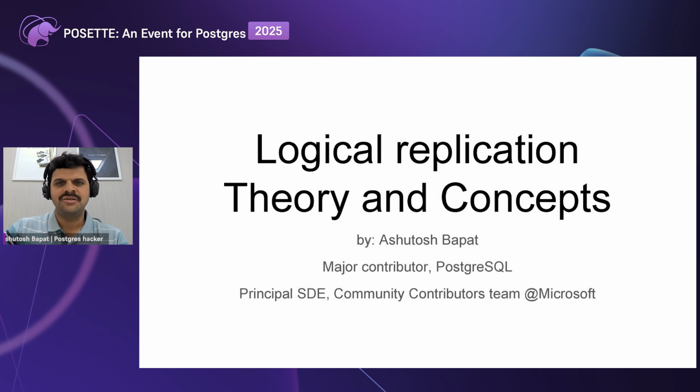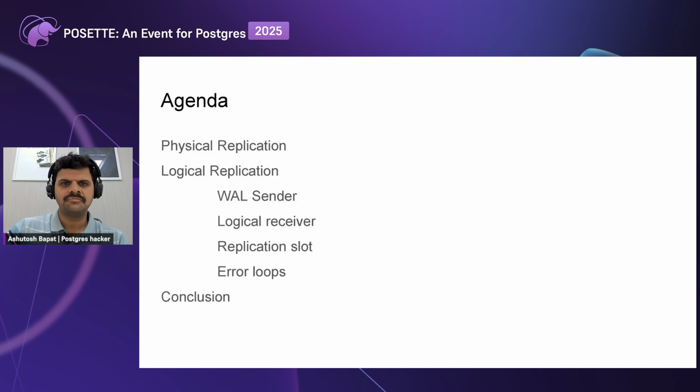Okay, let's talk about logical replication. Logical replication in PostgreSQL inherited some of the structure from physical replication. So we'll talk about physical replication first, and then talk about logical replication, its components, what WAL sender does, what logical receiver does, what role replication slots play, and what to watch for. And then we'll conclude this presentation.